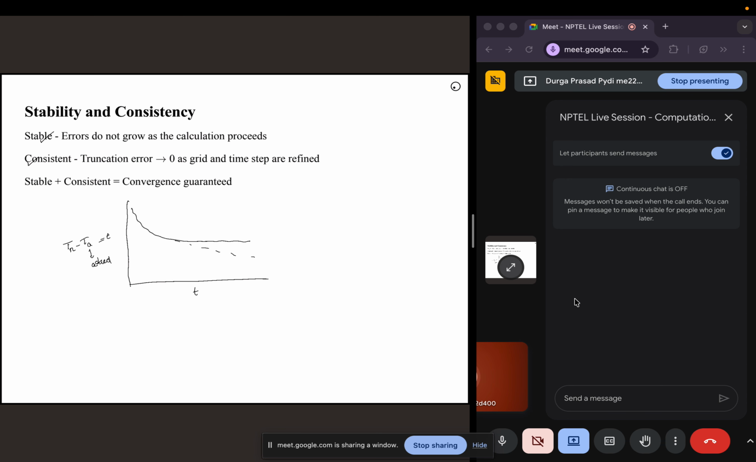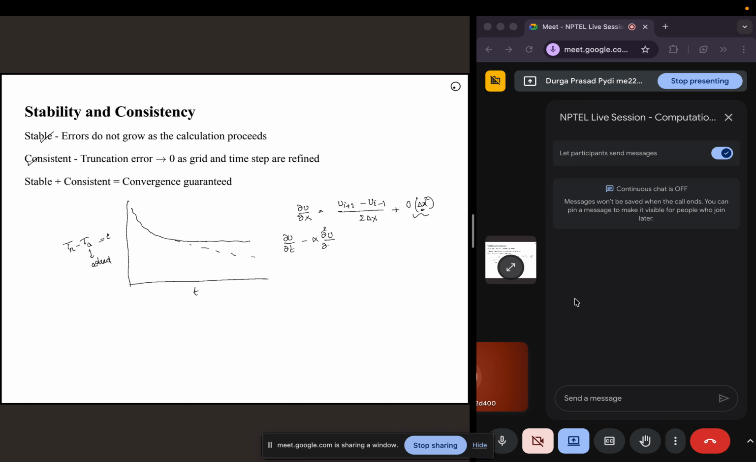Consistency is another term, where we look at the truncation error whenever we have a differential equation. For example, when you have del u del x, which we've written as u_{i+1} minus u_i over delta x, plus the error that you would get here. This is called the truncation error. A consistent scheme is one in which the truncation error goes to 0 as the grid as well as the time step is refined. So in these problems, we will have a time derivative and a space derivative.